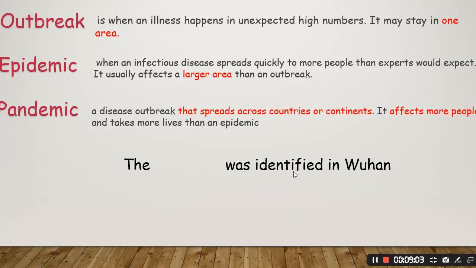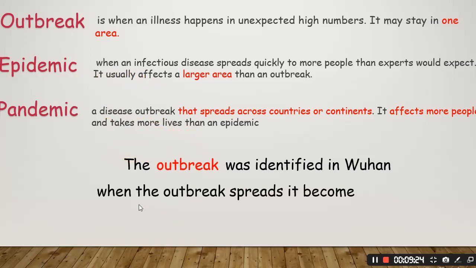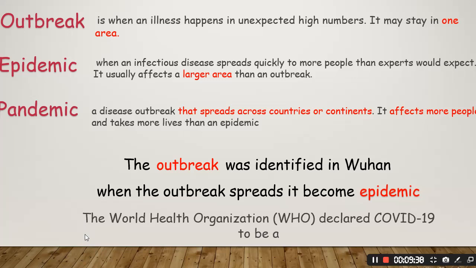That was identified in Wuhan. Wuhan is a Chinese city which the coronavirus came from. So here was the beginning, the outbreak, the start of the spread of the disease in Wuhan. When the outbreak spreads and affects a larger area, it becomes an epidemic. The World Health Organization, WHO, declared COVID-19 to be a pandemic. So this is the difference between outbreak, epidemic, and pandemic.